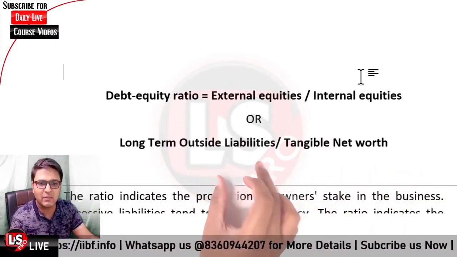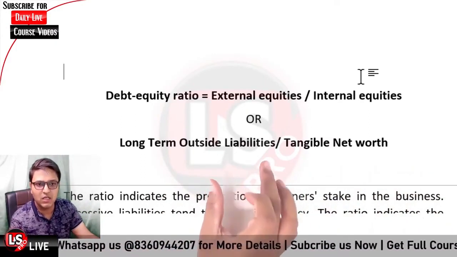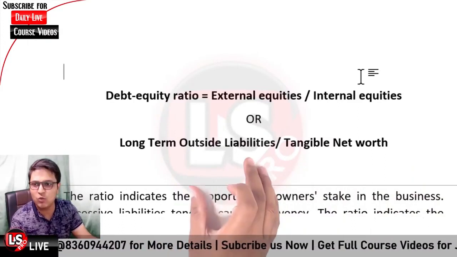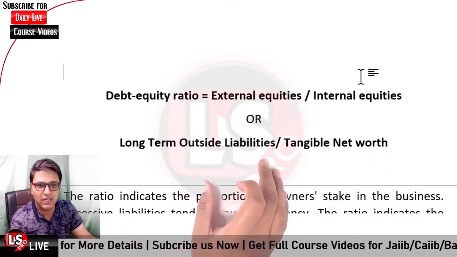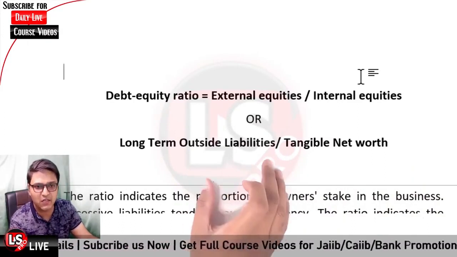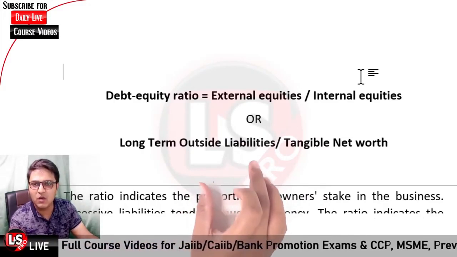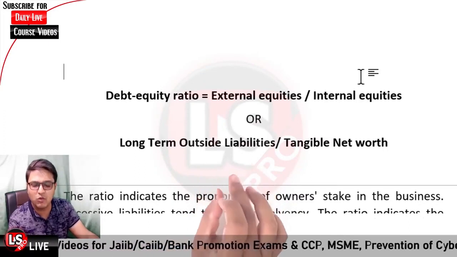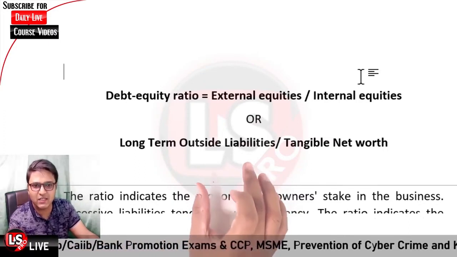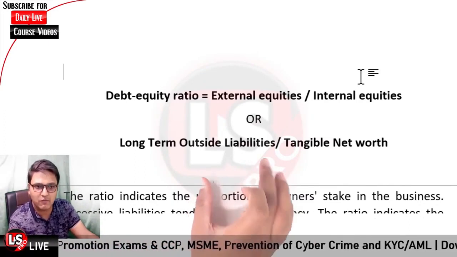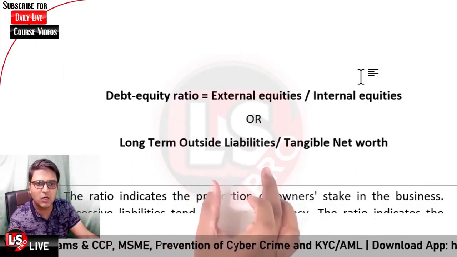Long-term outside liabilities. Now what are the outside liabilities? We are not talking about the capital and reserves. We are only considering the long-term liabilities. Likewise, you have taken a term loan from the bank, or it may be the case that there are securities or debentures that you have issued. So that is basically long-term outside liabilities.